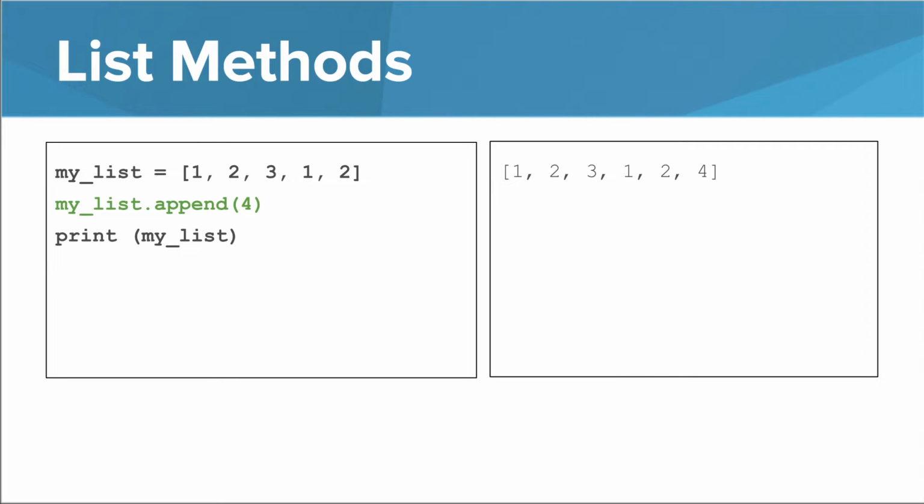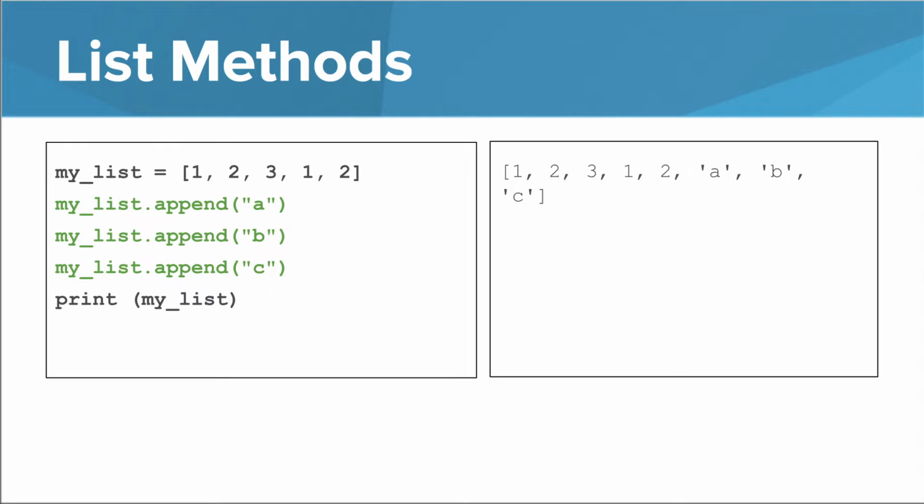Check out the append method. Its profile is similar to that of count. You call it on a list, and you give it a single argument. What it does is it takes that argument and sticks it on the end of the list. You can call it multiple times, and it will append something each time. You can append strings, too.